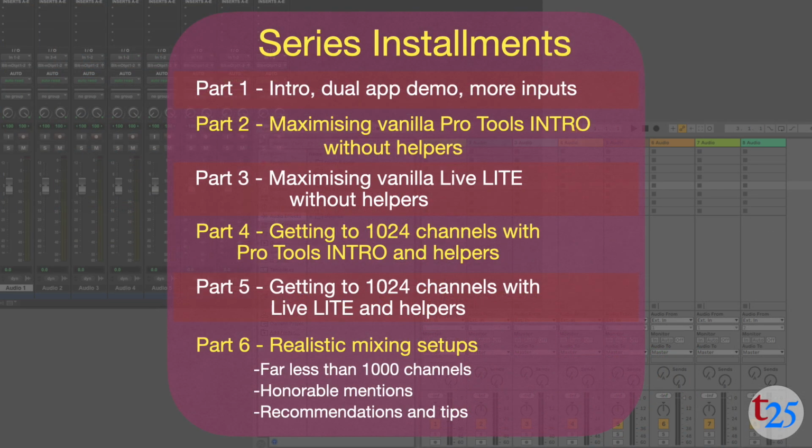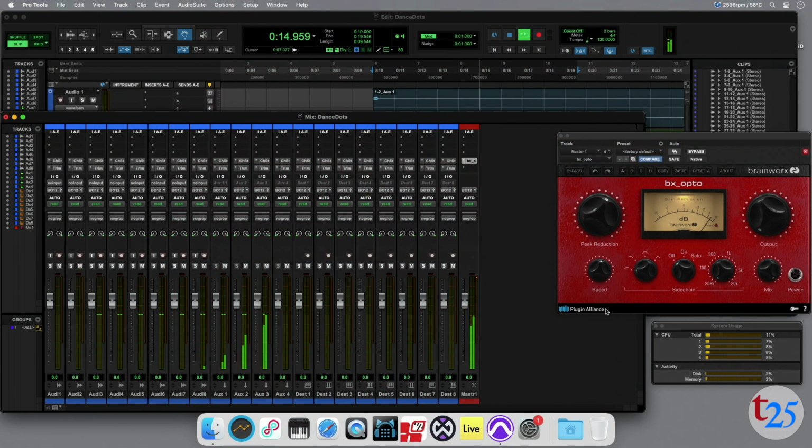In Parts 4 and 5, we will reach more than 1,000 channels on both apps, while Parts 2 and 3 focus on what can be achieved using only the built-in features, without any assistance from plugins. Today, in Part 2, we focus on Pro Tools Intro. We will walk through the steps of assembling this session. Notice there are 40 channels of playback on 20 strips instead of the standard 8.